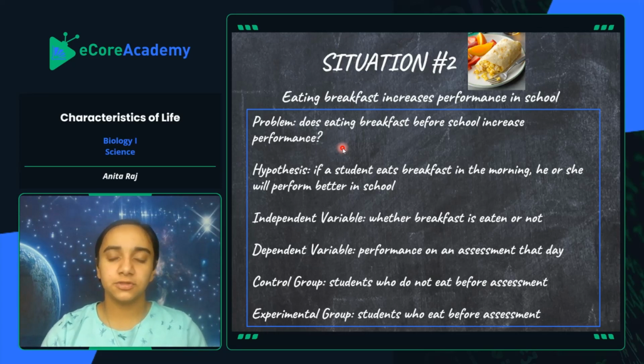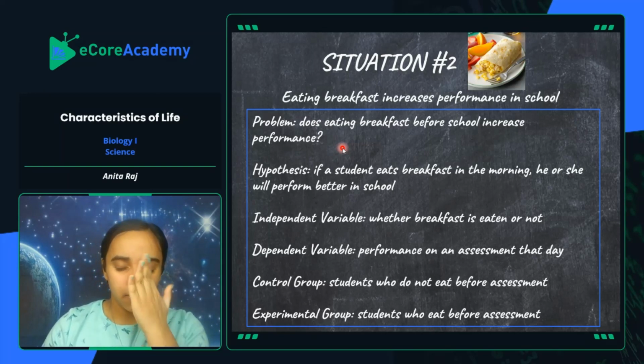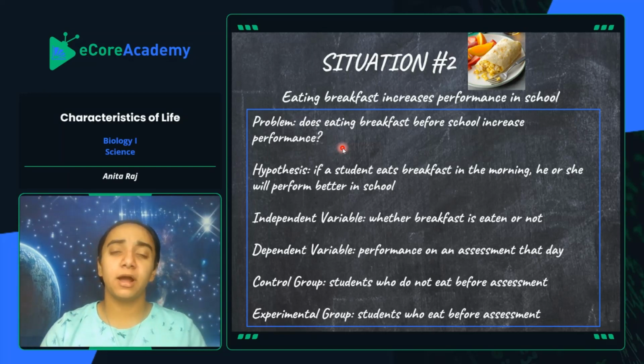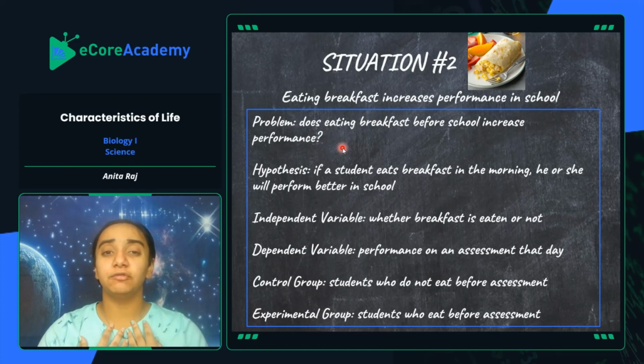So after that, I do some research. Maybe I research how much sleep a teenager needs, how much food intake a teenager needs, just things like that. And then after I do that research, I need to form my hypothesis. So based off my research, I form an educated best guess based off of my opinion. In this case, the hypothesis is an if-then statement.